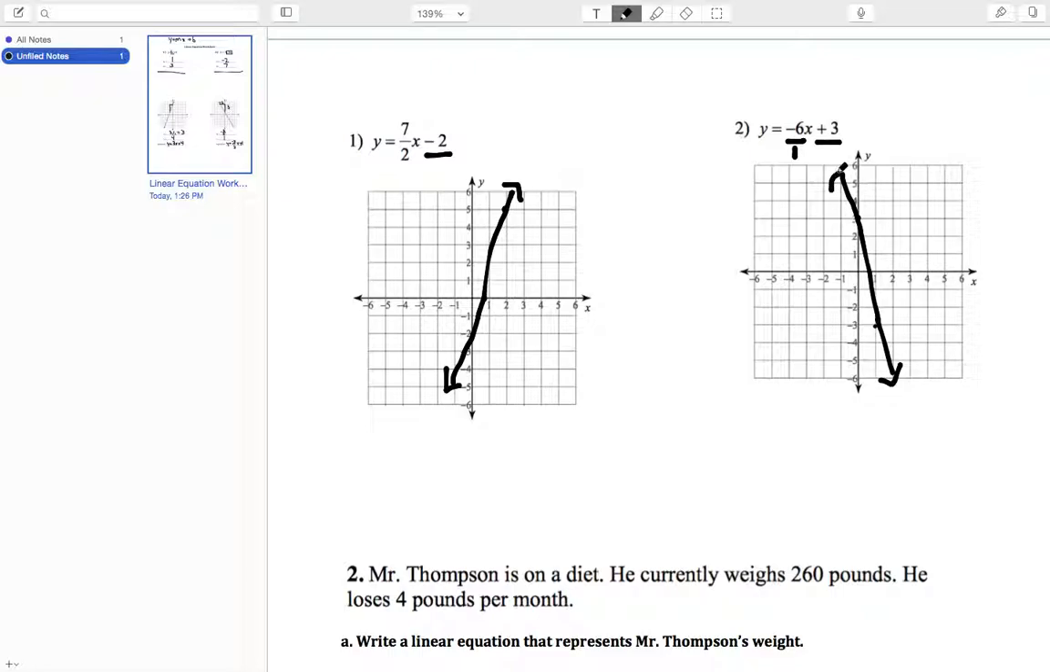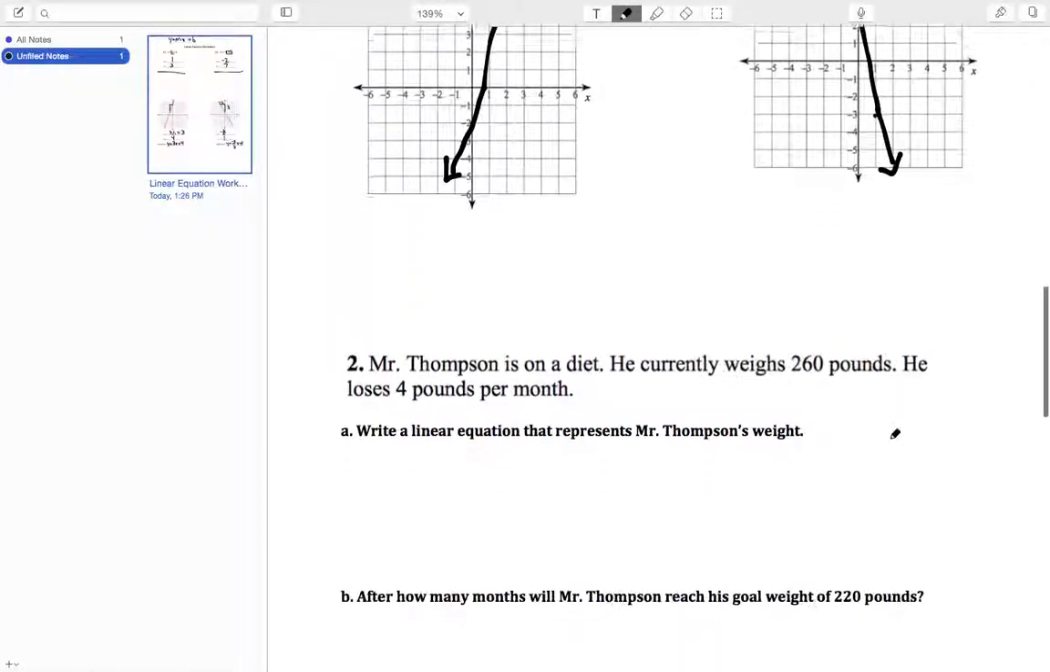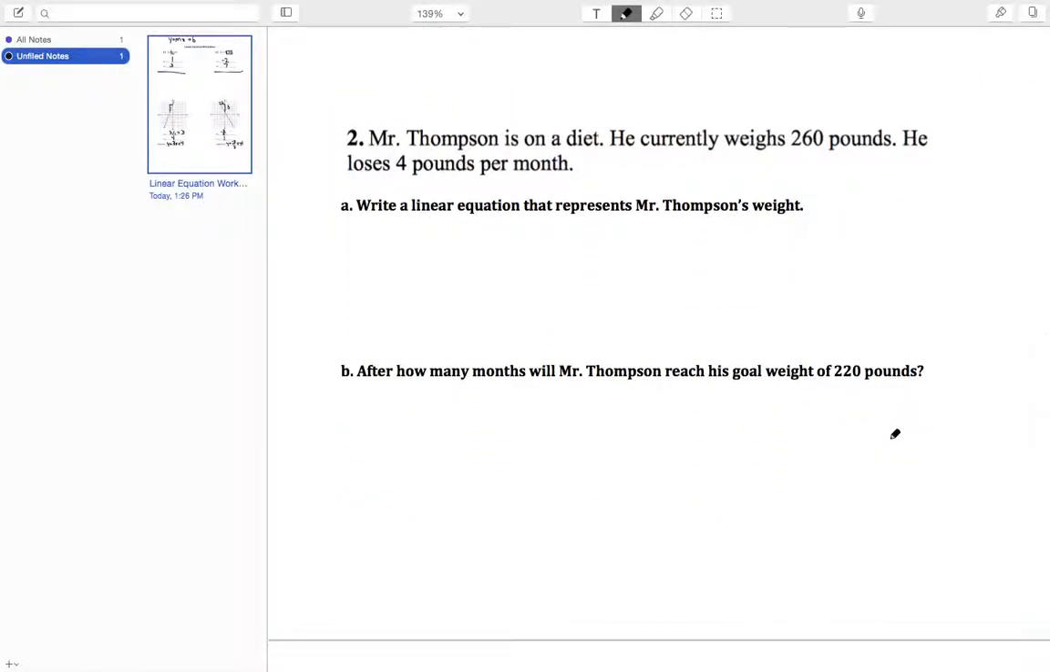Always double check that your line's going in the right direction. This is a negative slope, so my line is a negative line, or going downhill. For the word problem, pause it if you haven't done this.